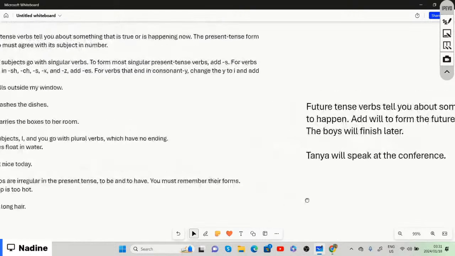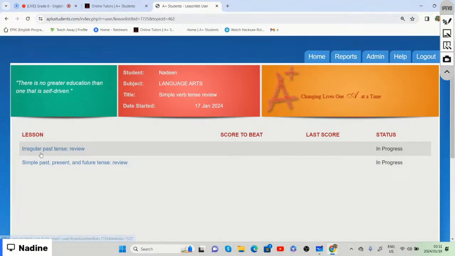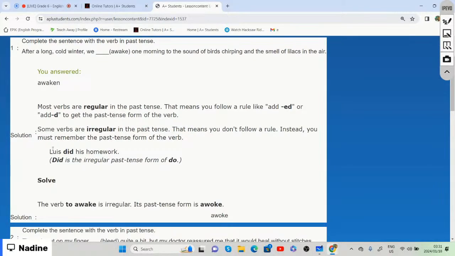All right, so now we're going to aplusstudents.ca. And we're going to do irregular past tense review. And we say that most verbs are regular in the past tense. That means that we have to follow a rule like adding ed or d to the past tense form of a verb. And if some of the verbs are irregular in the past tense, then it means that you do not follow any rules. Instead, you're just going to have to remember the past tense form of the verb because the wording kind of changes.